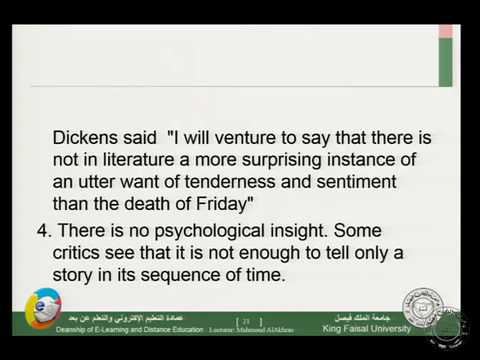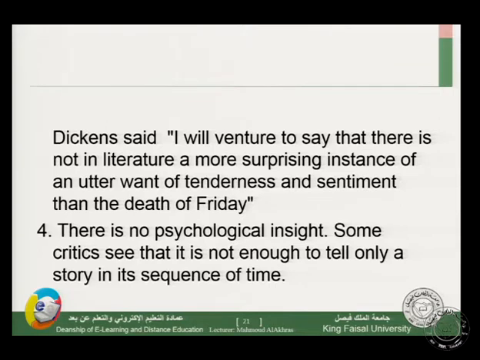The fourth one, there is no psychological insight. So we have emotional dimension, now we have psychological insight. We don't have a deep psychological insight in this novel. Some critics see that it is not enough to tell only a story in its sequence of time. It's not enough to tell a story from beginning to the end without psychological insight in this sequence of events.